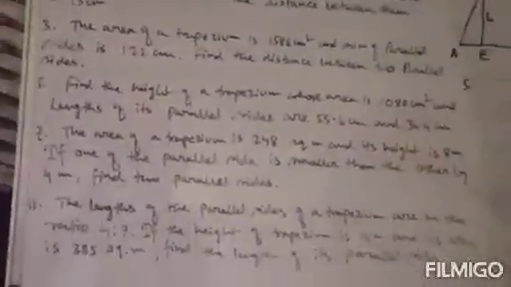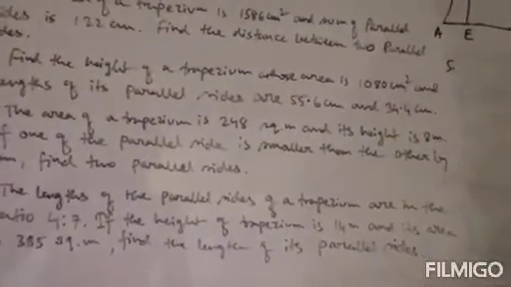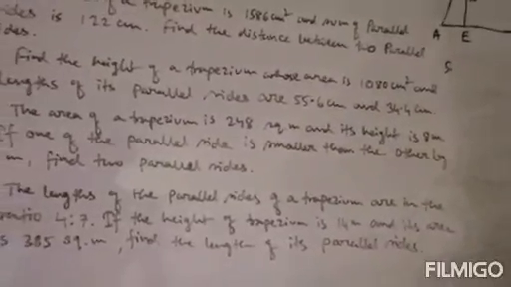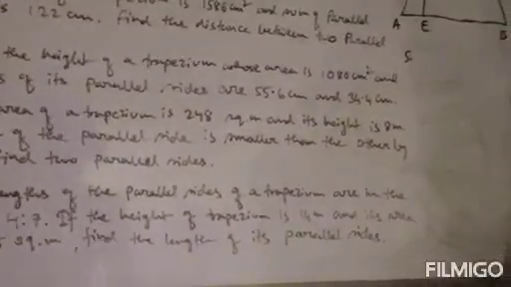Next question. Question number 5. Question number 5 says, find the height of a trapezium whose area is 1080 centimeter square and length of its parallel sides are 55.6 centimeter and 34.4 centimeter. So we have to find out the height.